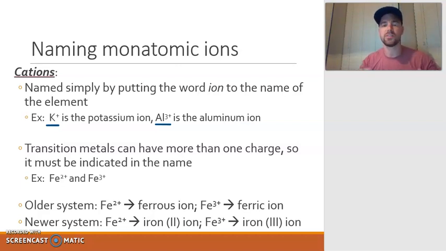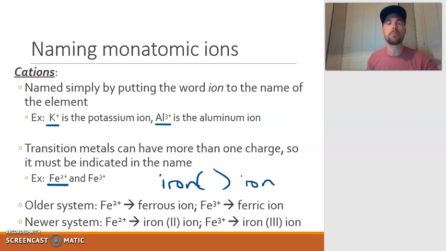So when you get to a transition metal, we have to add something extra to the ion name. If I were to name iron with a 2+ charge, I'm going to very similarly name it the iron ion, but right after iron, in parentheses, I'm going to put the charge in Roman numeral. So if it's a +2 charge, I will put Roman numeral 2. So it would be called the iron(II) ion. Versus if it was iron with a +3, I would call that the iron(III) ion.